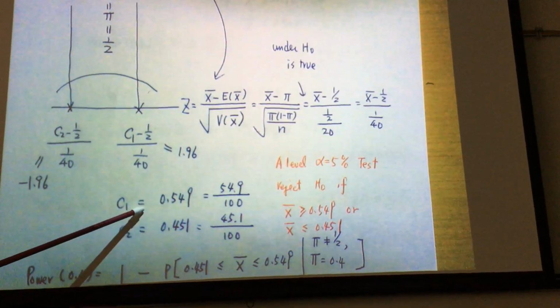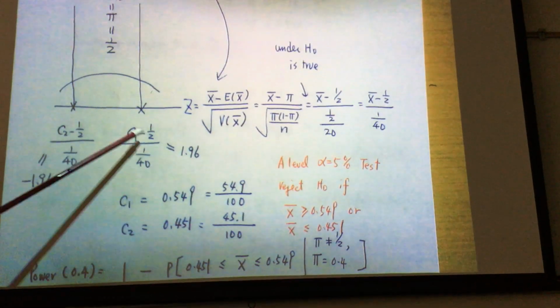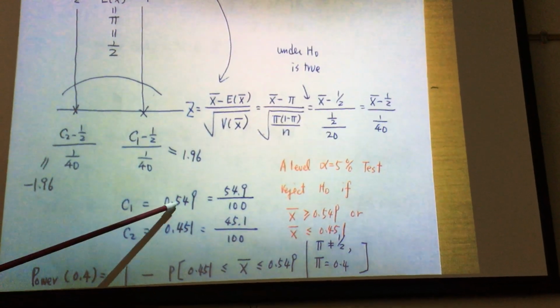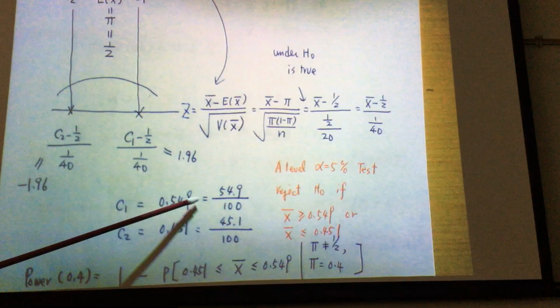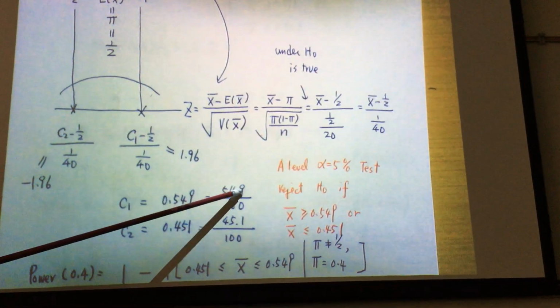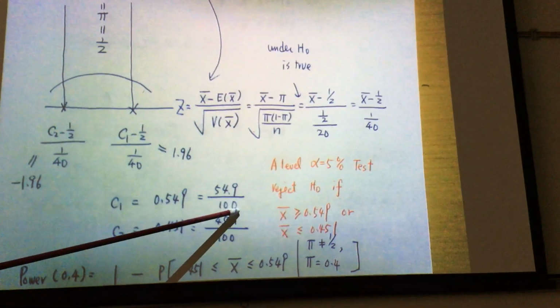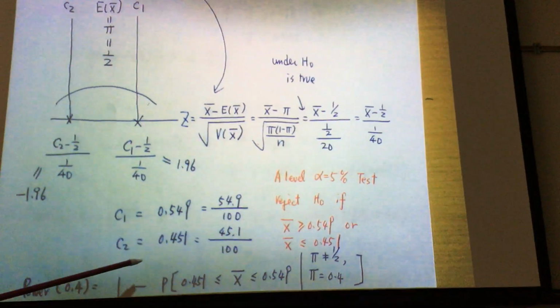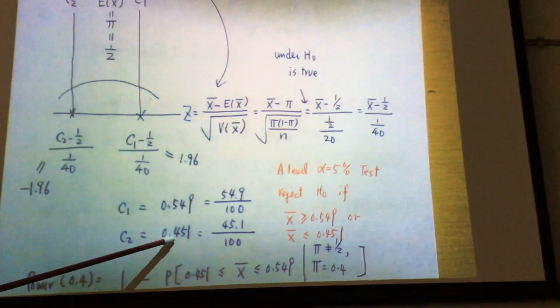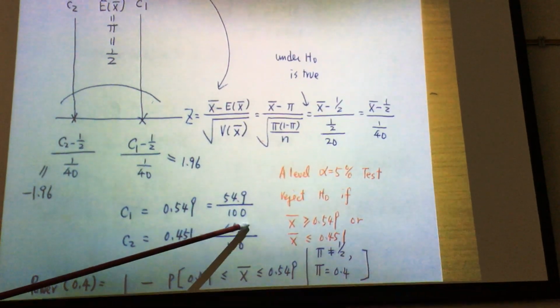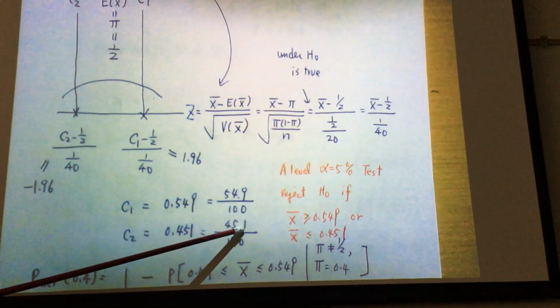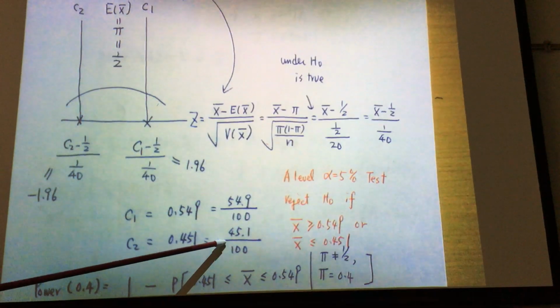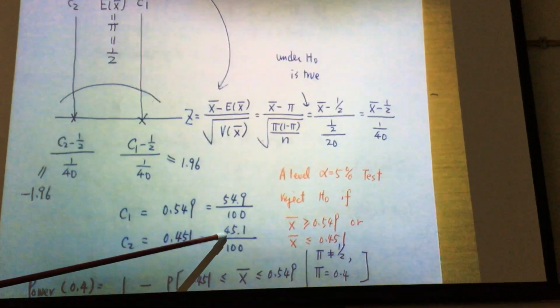So C1 is what? If you solve it, you get C1 is 0.549, which is equal to 54.9 divided by 100. That is to say, if you see 55 heads or more, you see too many heads, okay? Now C2 is 0.451, that's 45.1 divided by 100. That means if you see 45 or less, it's too few heads. You don't believe it's a fair coin, okay?